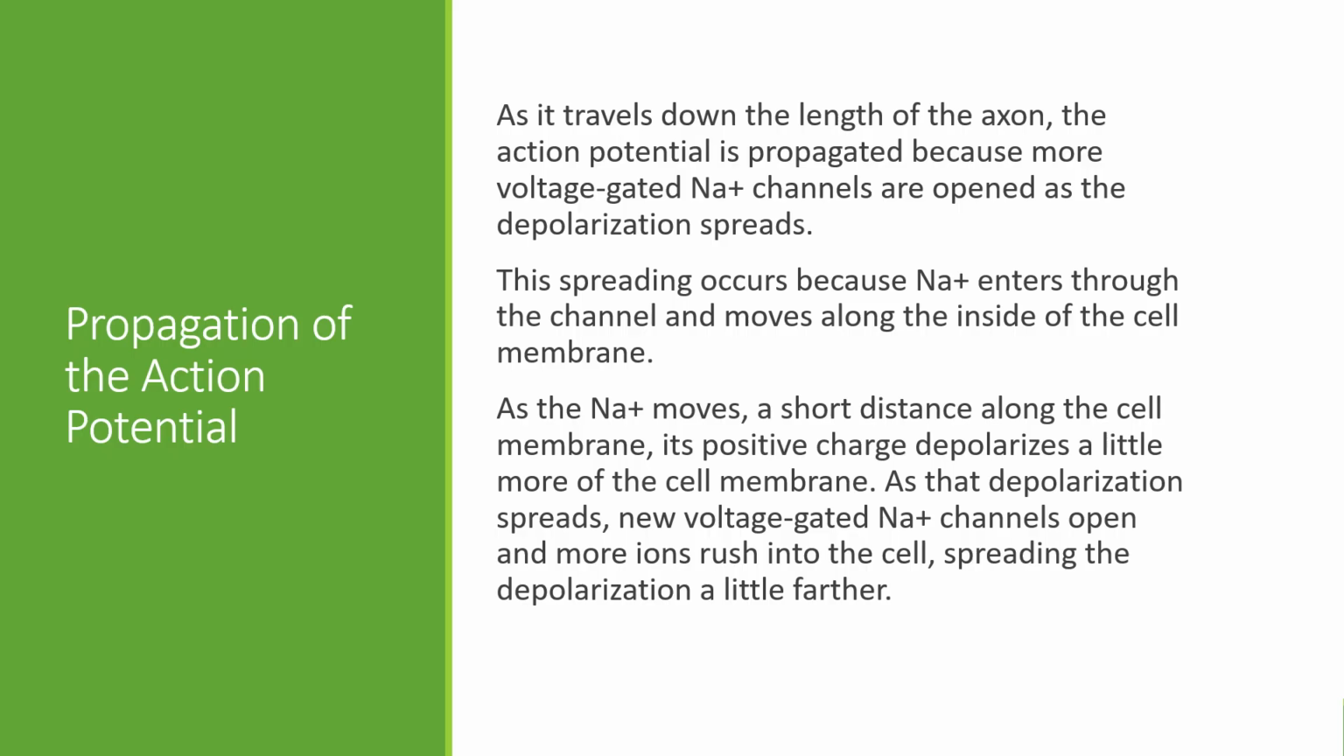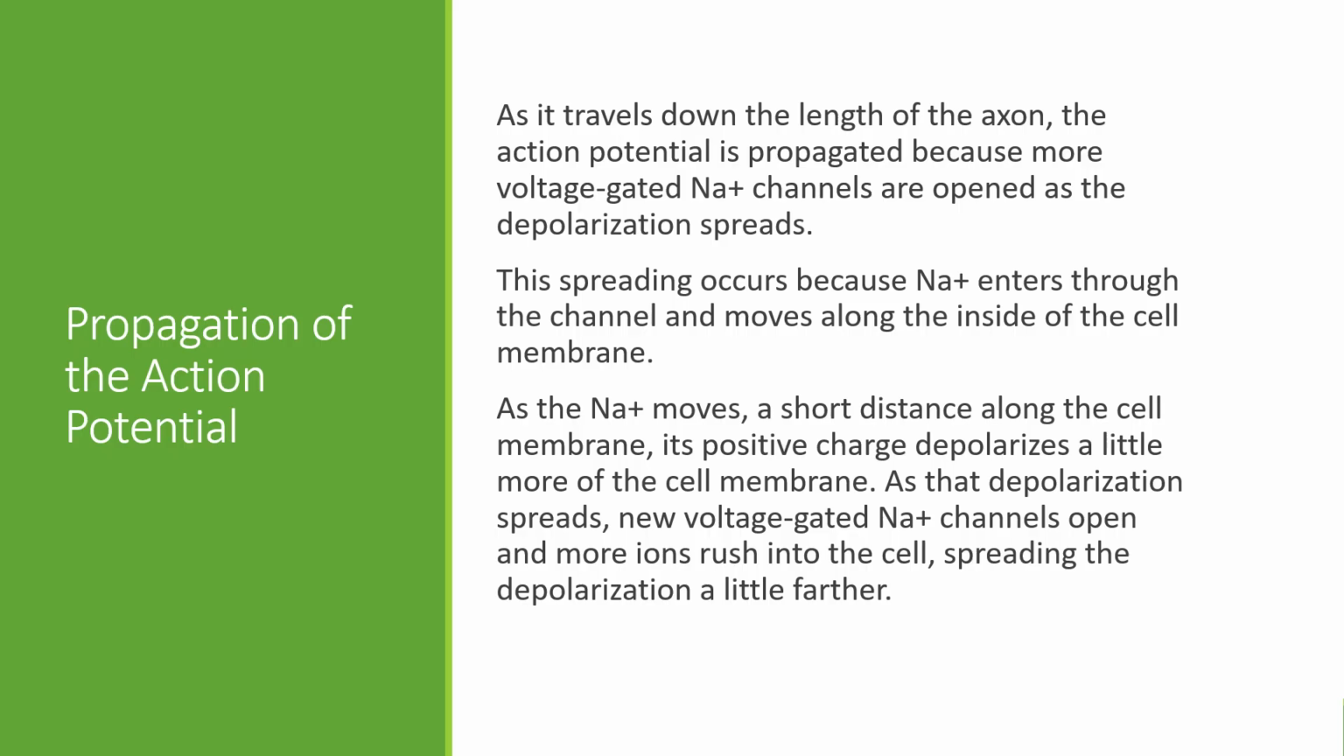As an action potential travels down the length of the axon, the action potential is propagated because more voltage gated sodium channels are opened as the depolarization spreads down. I always liken an action potential moving down the axon to a whole string of dominoes. Starting at the very base of the tail, you just have one domino knocked down, one right after another, all the way down to the very end. And that's the idea of what propagates, and that's all because of sodium ions that are entering into the channels as it moves down.